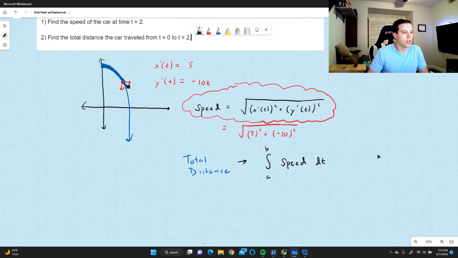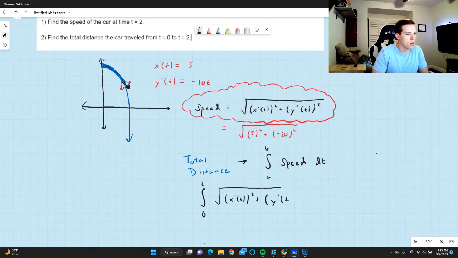So how does that look as a formula? Well, in this case, if I wanted the total distance from 0 to 2, that would be the integral from 0 to 2 of the square root of x prime of t squared plus y prime of t squared dt. And you keep everything, that's a really ugly t. That's okay. That's a t. Y prime of t squared dt.